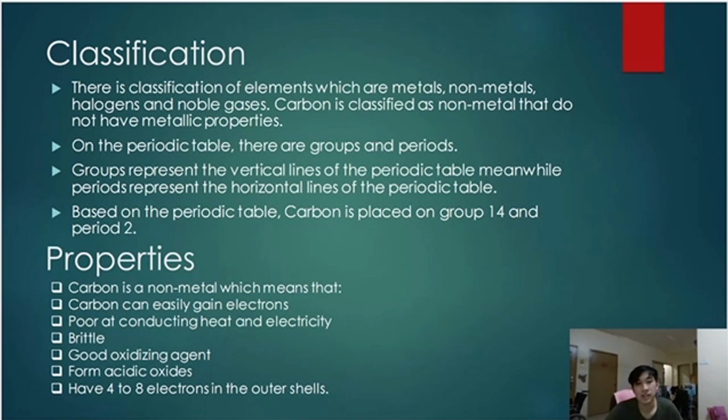So for the properties of carbon, carbon is a non-metal, which means that carbon can easily gain electrons. It is poor at conducting heat and electricity, is brittle, a good oxidizing agent, forms acidic oxides, and has 4 to 8 electrons in its outer shell.